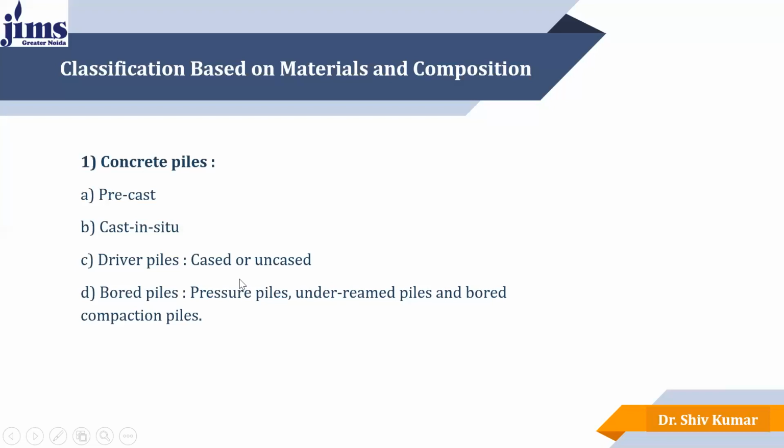Next is the driven piles. They may be of 2 types, cased and uncased. And the next one is the bored piles, which is further divided into different types of piles, like pressure piles, underreamed piles, and bore compaction.